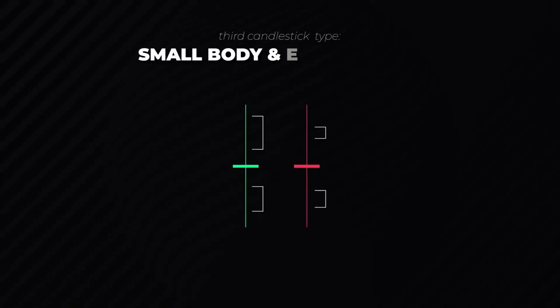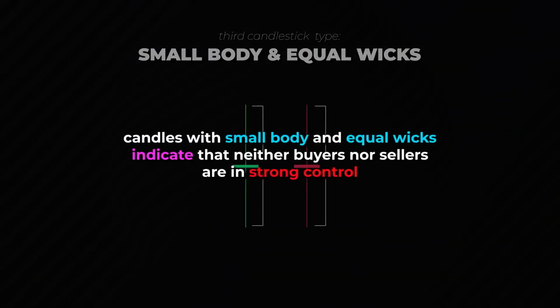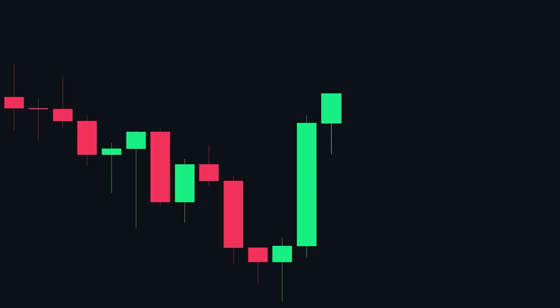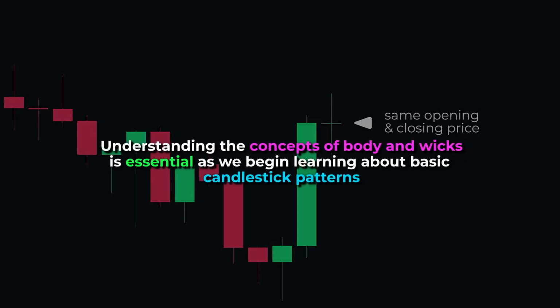The third type is candles with a small body and equal wicks. If a candle has a small body and equal wicks, it indicates that neither buyers nor sellers are in strong control. This is because both buyers and sellers tried to push the price up and down during this period, but neither side was significantly dominant, so the candle closed near its opening price. In this example, buyers had a slight advantage as the candle closes green. However, their strength is still nearly equal to the sellers. Understanding the concepts of body and wicks is essential as we begin learning about basic candlestick patterns, so keep them in mind as we move forward.